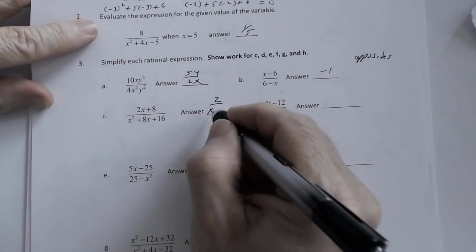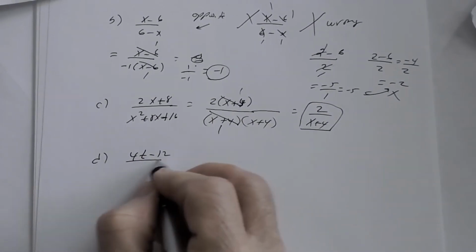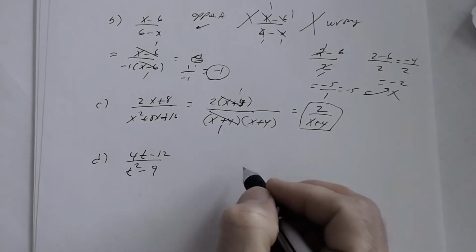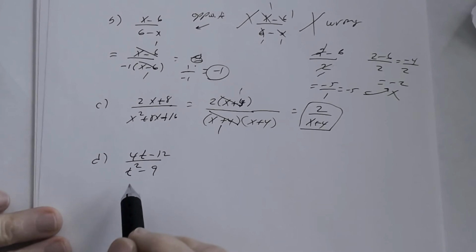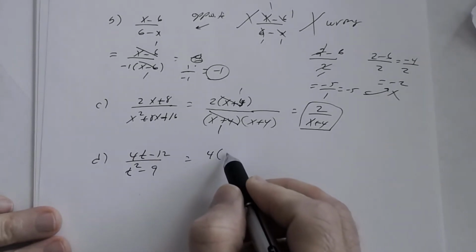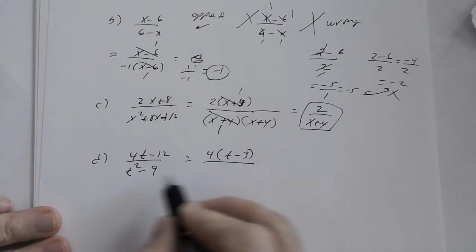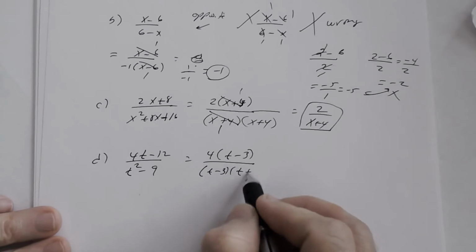Okay? All right, now let's look at letter D. In letter D, we have 4t minus 12 divided by t squared minus 9. Again, in order to simplify this rational expression, the first thing you have to do is factor. You can only reduce factors. You must be looking at your factors. If I look at the numerator, I know I can factor out a 4. And so I get 4 times t minus 3. The denominator is the difference of two squares. So I get t minus 3 times t plus 3.